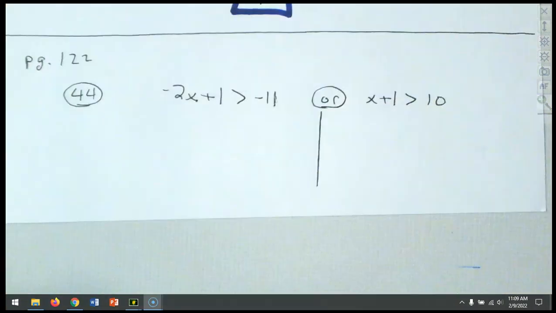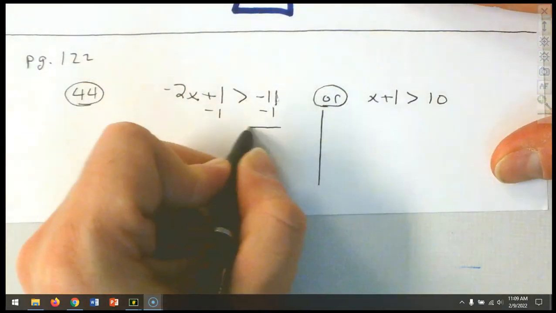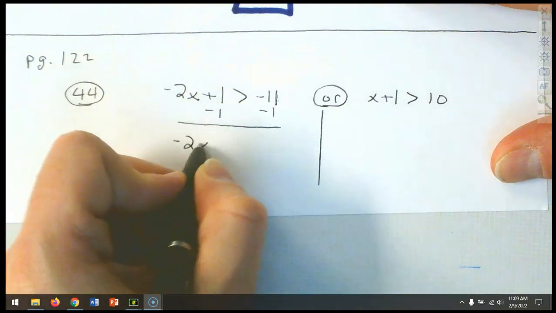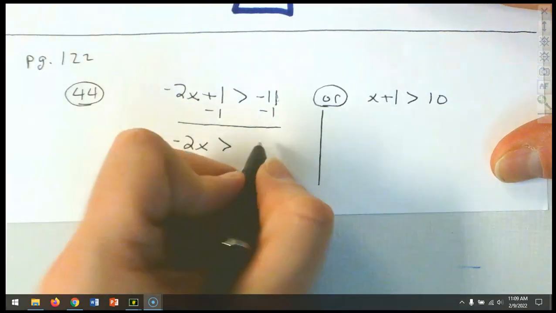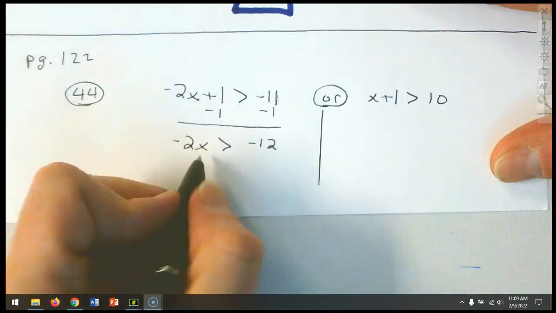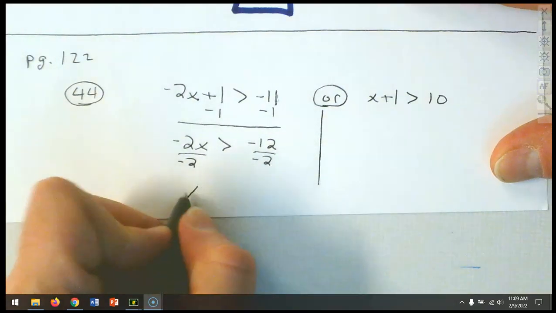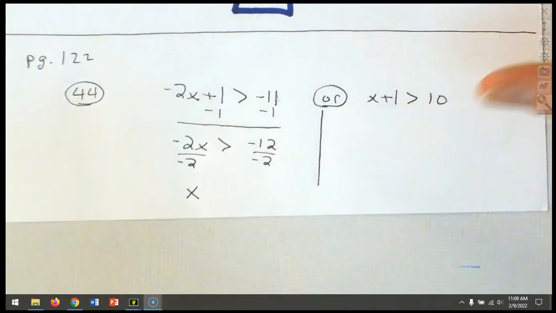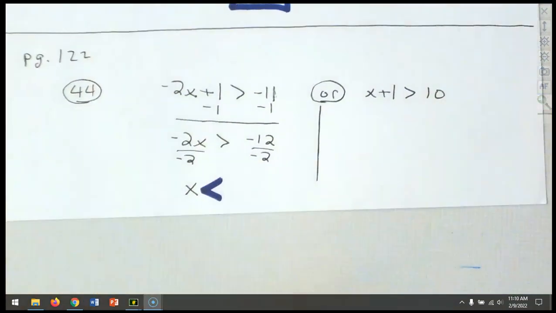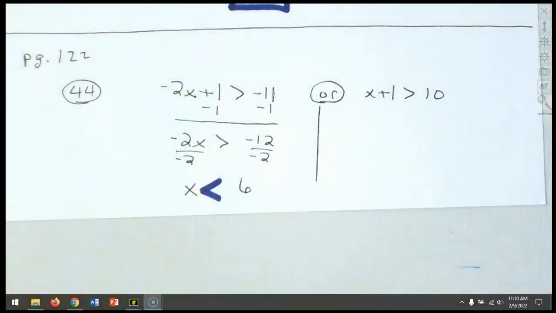So let's just go ahead and work through this one real quick here. We're going to do the left inequality first, so we're going to move that 1 over with subtraction. Now we've got minus 2x is greater than negative 12. I picked this one on purpose because what are we going to have to do when we divide by a negative 2? That inequality symbol, it gets flipped. So make sure you flip that around. And negative over negative makes it a positive, and that's going to be a positive 6 there.